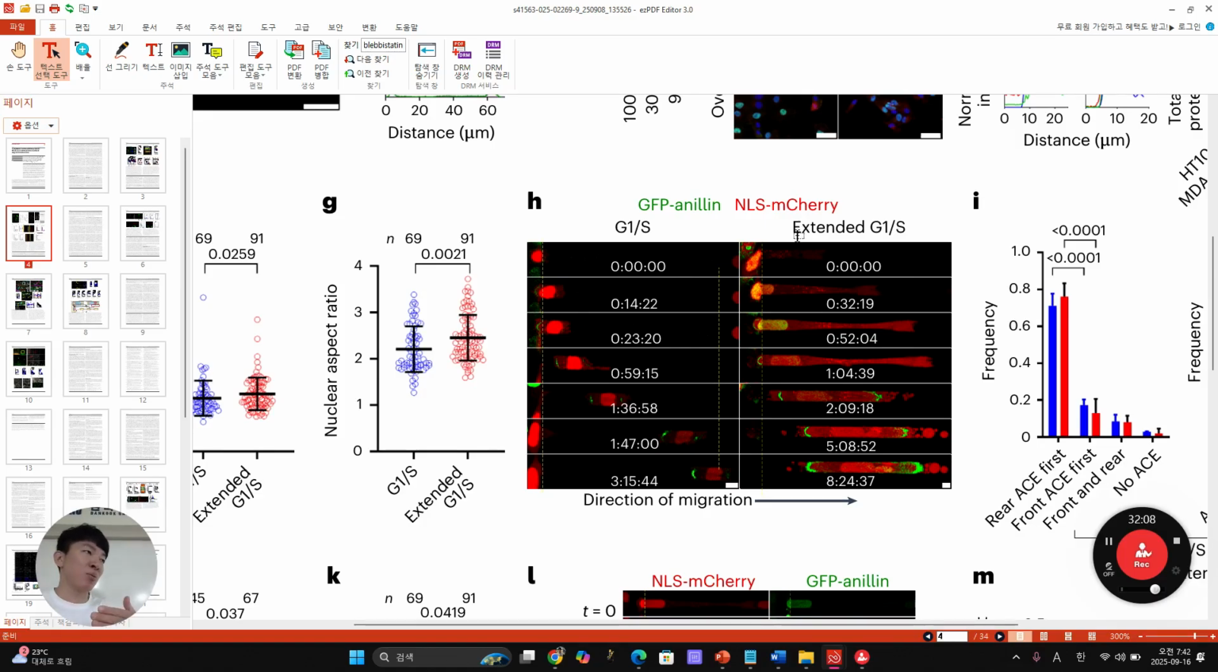Some cells are making duplicated DNA. That's why they have more NLS mCherry, so that we can easily see the leaking of this nuclear protein to the cytoplasm. Similarly, you can see nuclear protein leaked outside into the cytoplasm. And this anillin you can also see front, back, and front, back, and front.